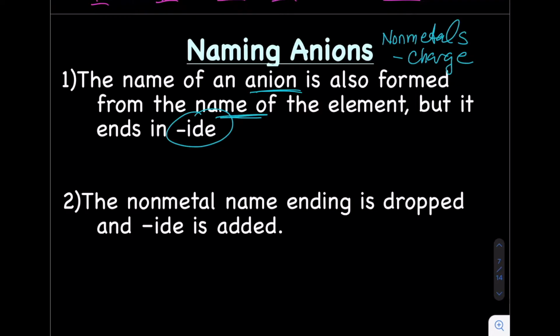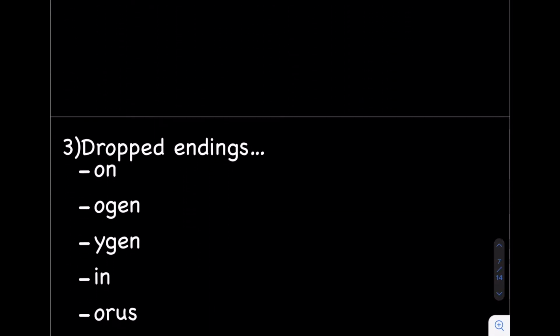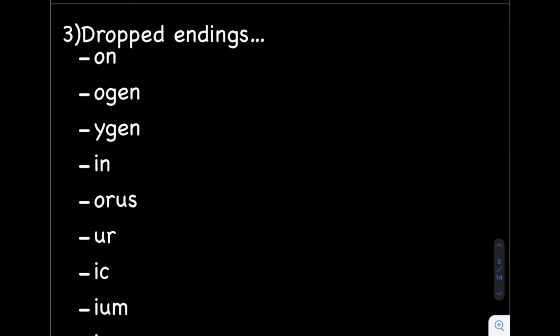We did this with the covalent naming. So you don't change the ending of the first name, the cation, but you do change the ending of the last name, the anion. Okay, so the nonmetal name ending is dropped and IDE is added. So what kind of endings would you drop? So on, and I'll give you an example like carbon.